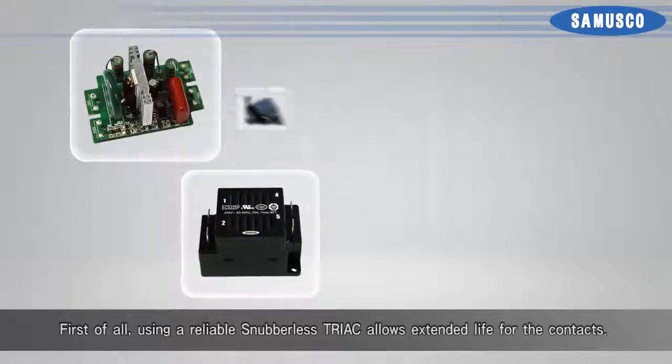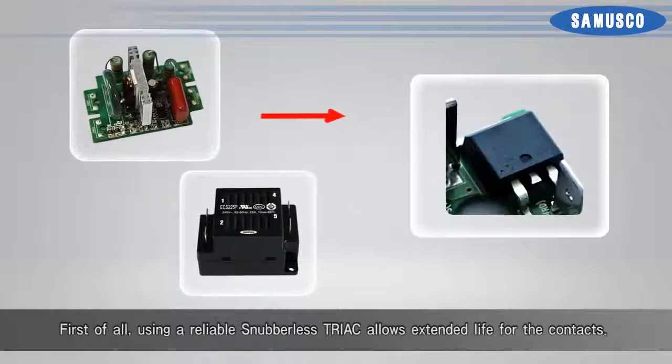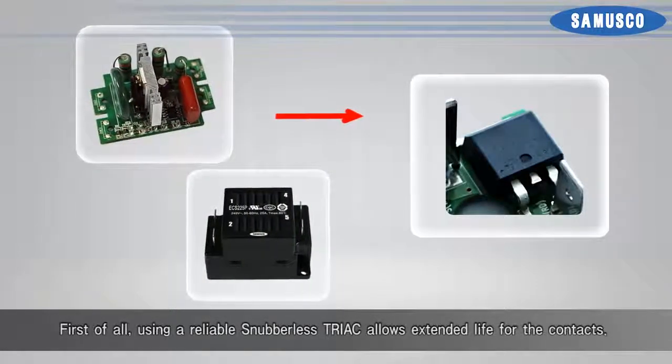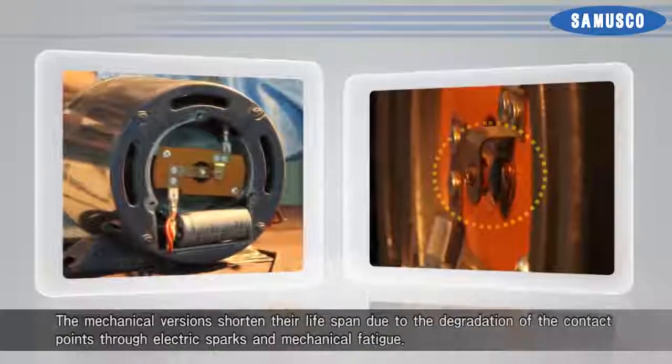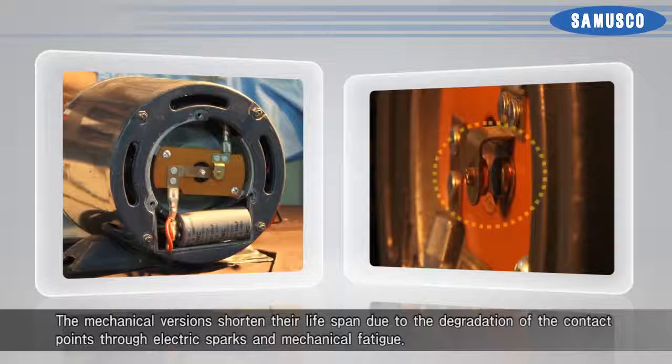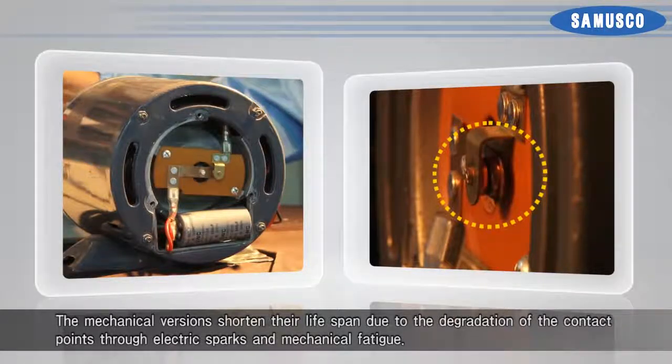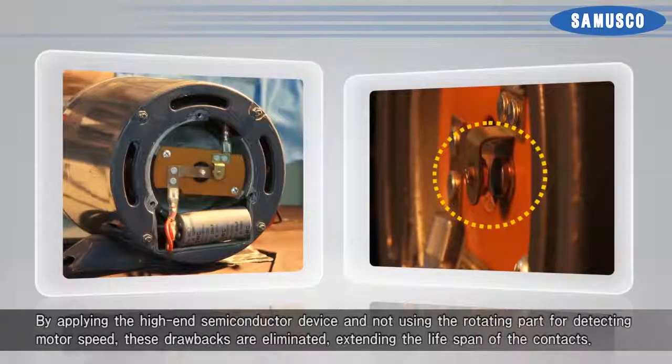First of all, using a reliable snubberless triac allows extended life for the contacts. The mechanical versions shorten their lifespan due to the degradation of the contact points through electrical sparks and mechanical fatigue. By applying the high-end semiconductor device and not using the rotating part for detecting motor speed, these drawbacks are eliminated, extending the lifespan of the contacts.